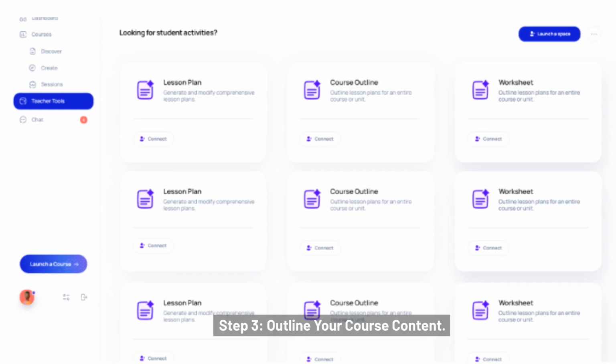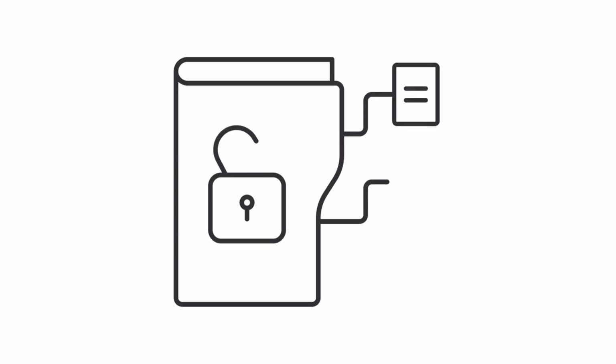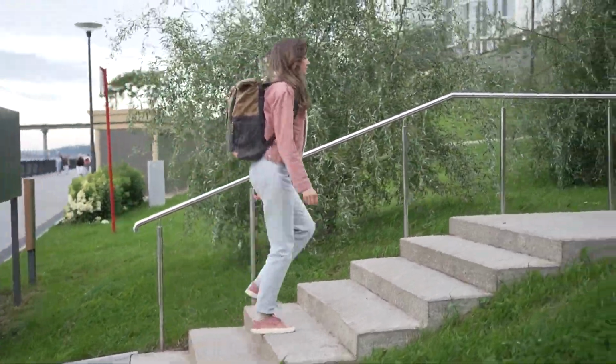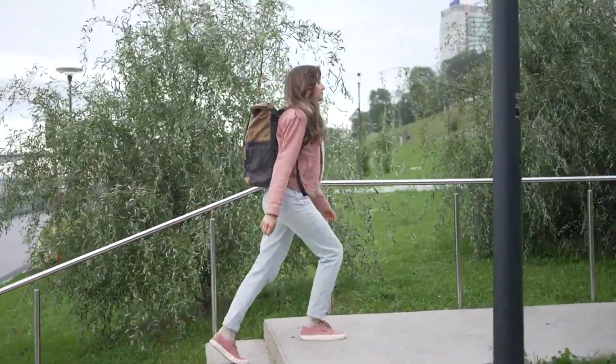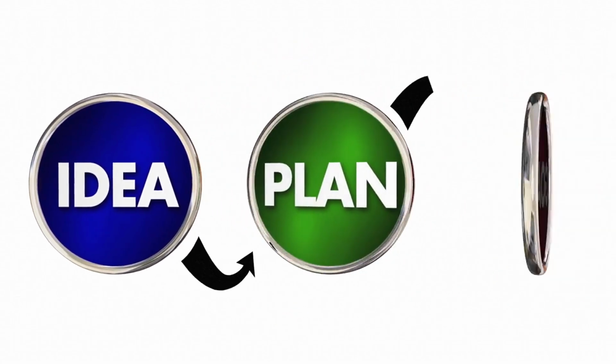Step 3. Outline your course content. Start by breaking down your topic into key sections or modules. Think about the journey you want to take your students on, from start to finish. Each module should focus on one specific learning outcome to keep things organized and digestible.